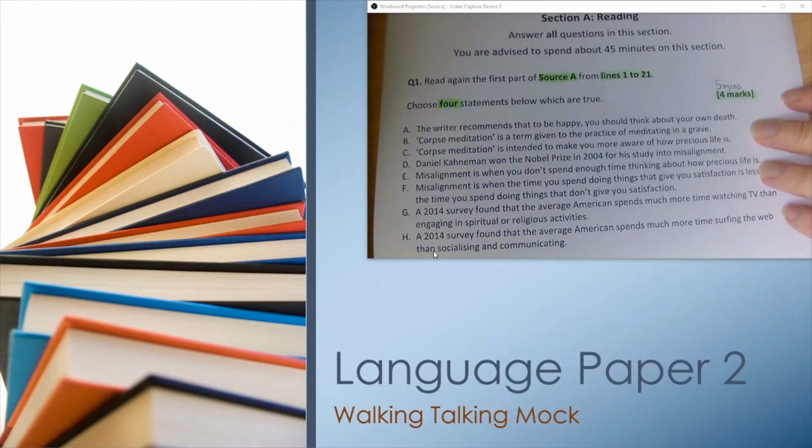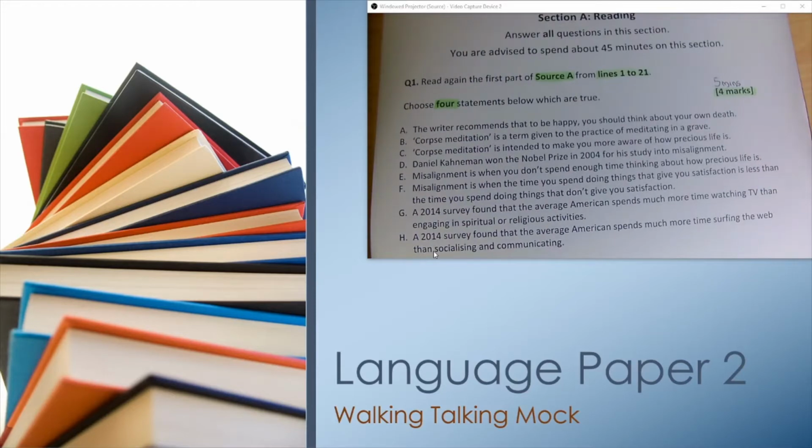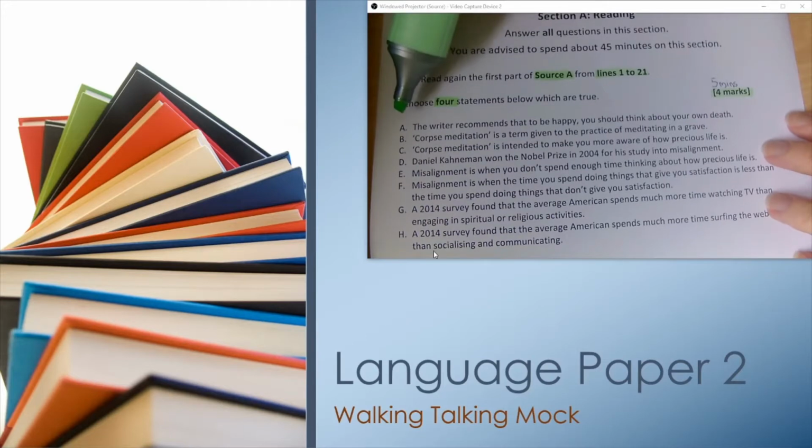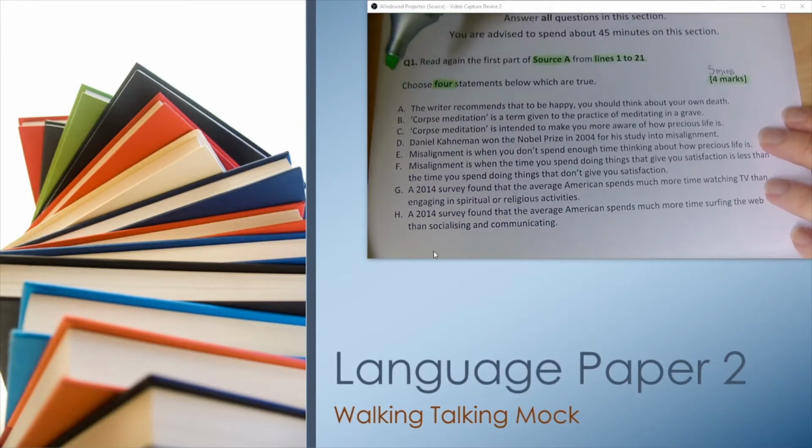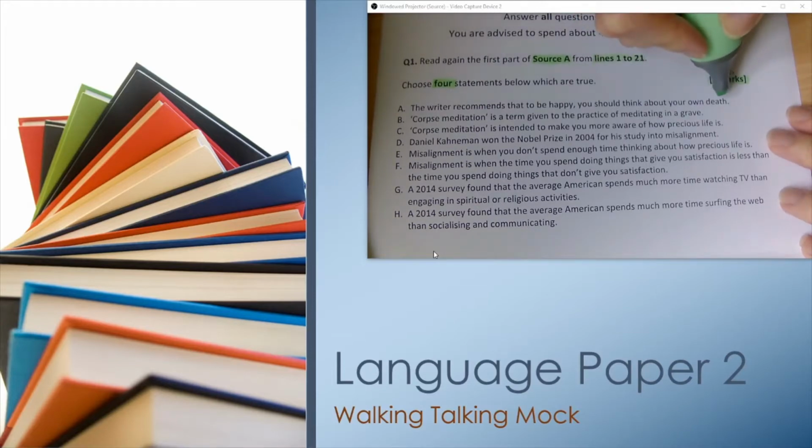So I only want to be spending 5 minutes on this. It's a 4-mark question. So what I'm going to do is read through that section, and I'm going to look for this information. I'm going to read through these first of all to see what I'm looking for. The writer recommends that to be happy, you should think about your own death.